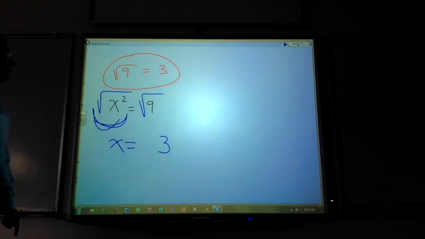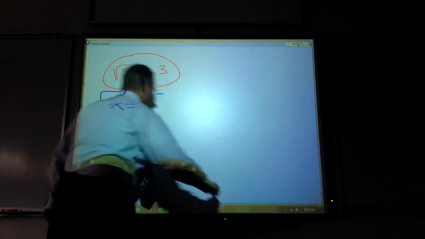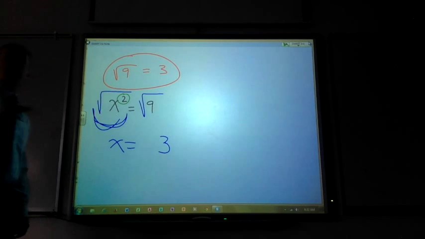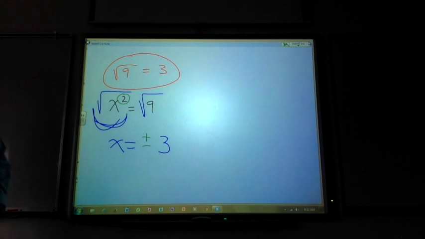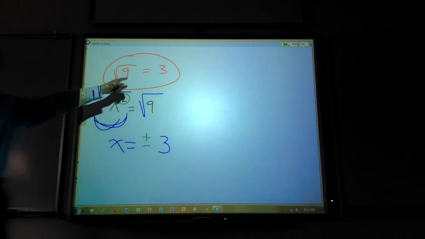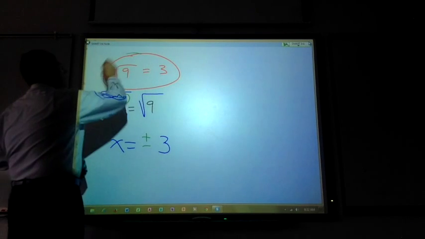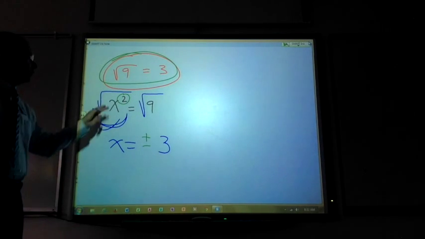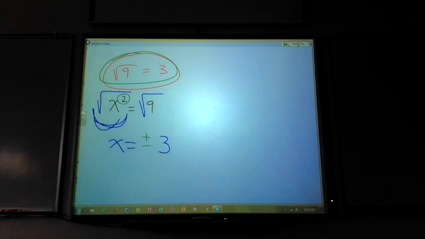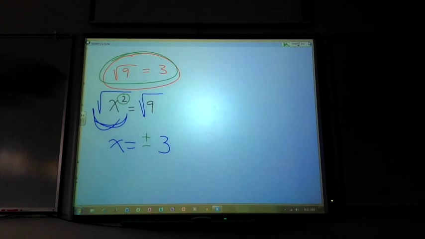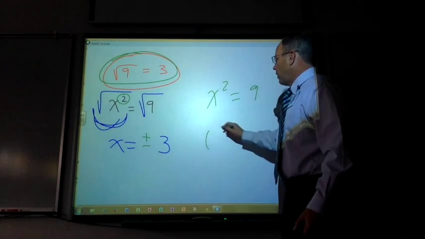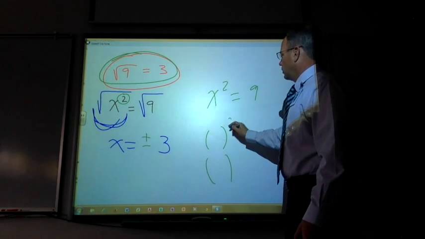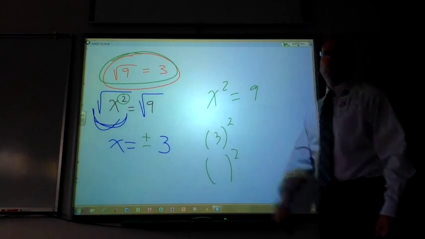But, because I took the square root of both sides, this means that I have to have plus and minus 3 for an answer. Now, why does this one have 2 answers and the one up here doesn't? This one up here just said, hey, I want the square root of a number. This one here said, we have x squared, and we want to take the square root of both sides in order to get our answer. So let's see how this would work. If I were to plug in 3 squared, what is 3 squared?